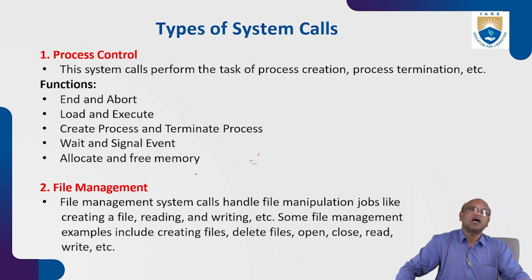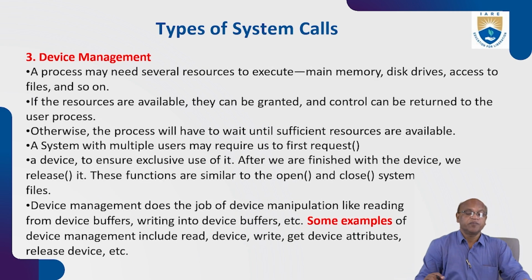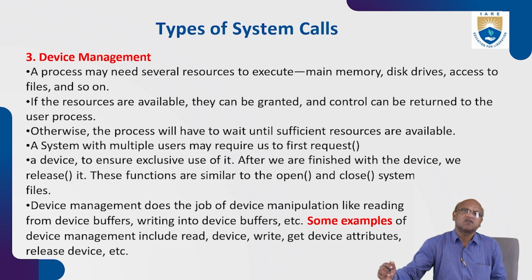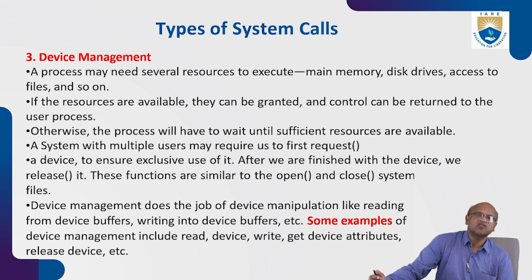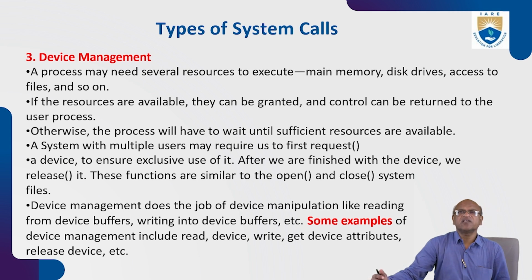Now if you look at device management, a process may need several resources to execute: main memory, disk drives, access to files, and so on. If the resources are available, they can be granted and control can be returned to the user process. Otherwise, the process will have to wait until sufficient resources are available. A system with multiple users may require us to first request a device to ensure exclusive use of it, and after we finish with that device, we release it. These functions are similar to the open and close system calls you saw earlier.